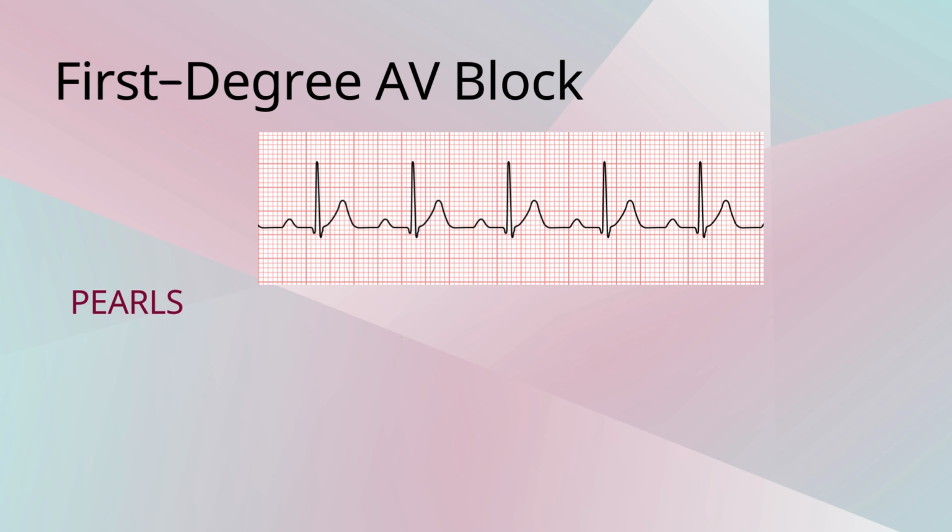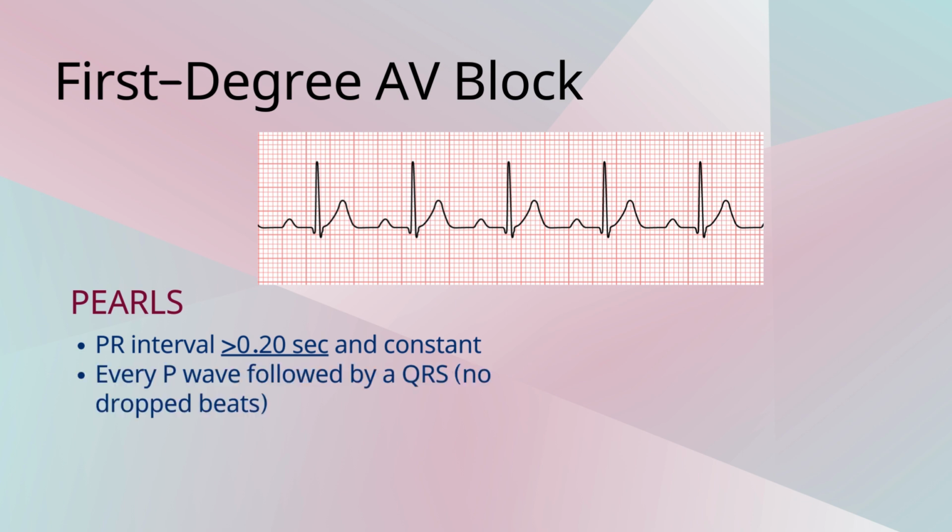In first degree AV block, the key feature is a prolonged PR interval greater than 0.2 seconds, but every P wave still makes it through to a QRS. So the EKG will essentially look normal, but that PR interval will be bigger than 1 square, so bigger than 0.2 seconds. First degree is usually benign and often doesn't need treatment.